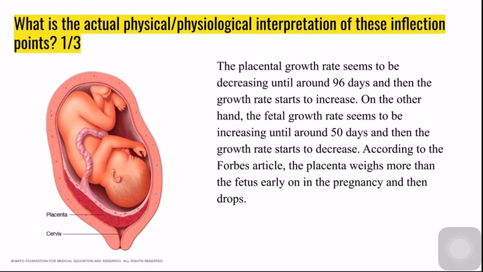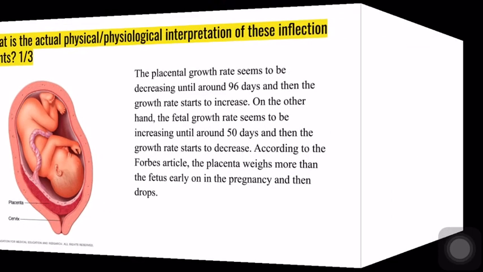The placental growth rate seems to be decreasing around 96 days, and then the growth rate starts to increase. On the other hand, the fetal growth rate seems to be increasing around 50 days, and then the growth rate starts to decrease. According to the Forbes article, the placenta weighs more than the fetus early on in the pregnancy and then drops. Next, from 96 up until 189 days, the placental growth rate seems to be increasing. The fetal growth rate seems to be decreasing from 50 up until 146 days.